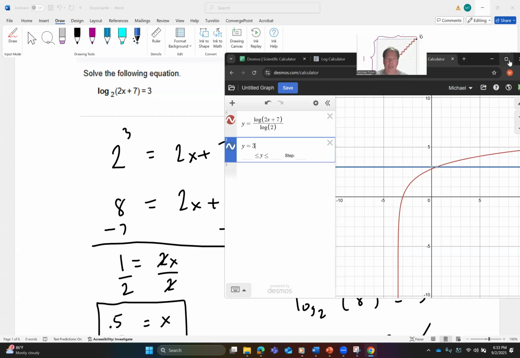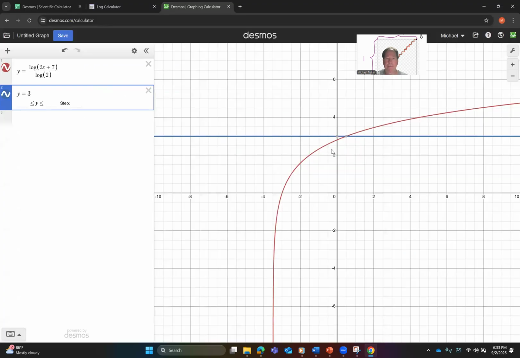Let's see where they intersect. They intersect at (0.5, 3). Notice that the x coordinate is 0.5, which is the answer. So whatever the x coordinate of the intersection point is of the two graphs, one graph being from the left-hand side and one graph being from the right-hand side, if you have that, then it checks out. So it does indeed check out. We can definitely say 1/2 or 0.5 is the answer.